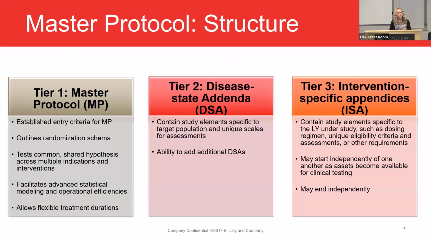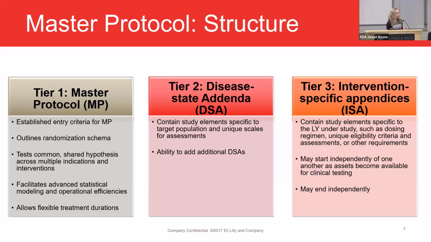I just wanted to share also how we set up this protocol. So there were 3 tiers in this protocol. We had the high-level master protocol that established the entry criteria, the randomization scheme, the common hypotheses that we were testing, the advanced statistical modeling and various operational features. It's really where we wanted to have the standardization that would be required.